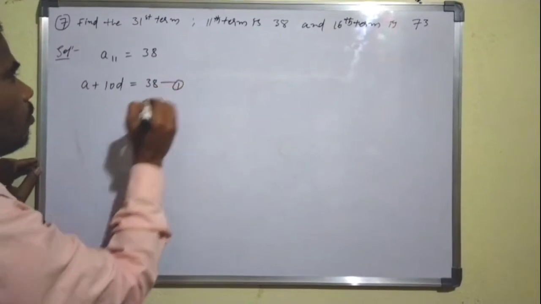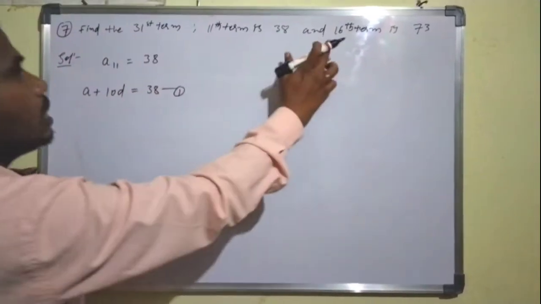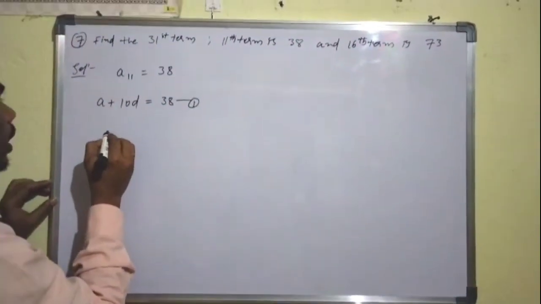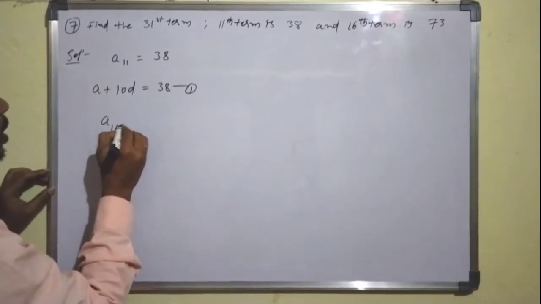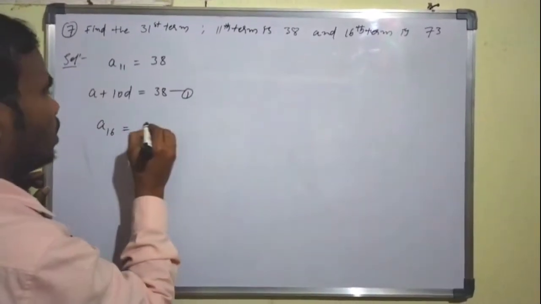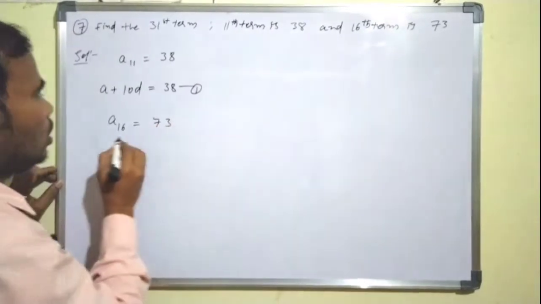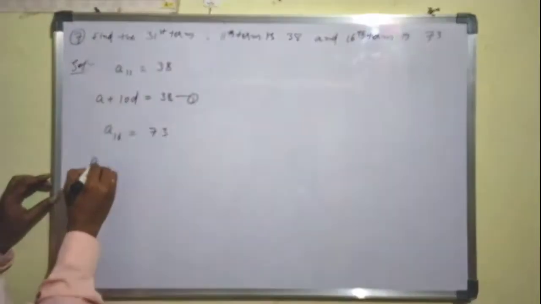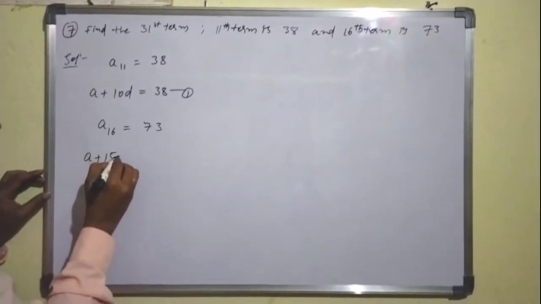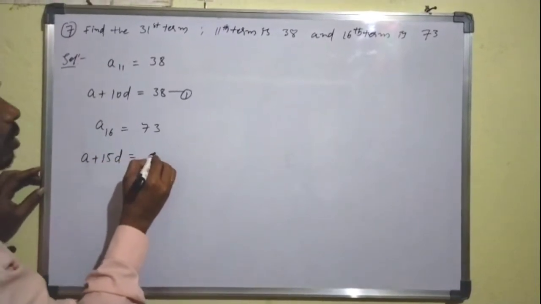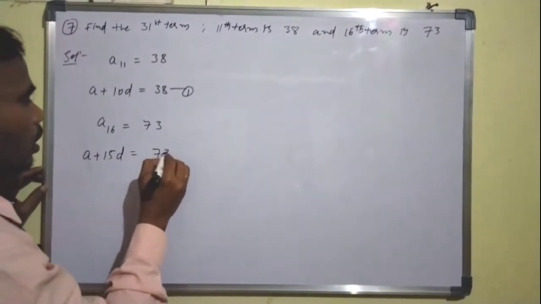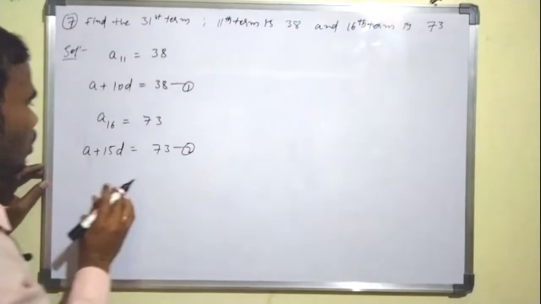This is the equation 1. And the 16th term, a16, is equal to how much is there? 73 given. So a16 is a plus 15d is equal to 73. So this is the equation 2.